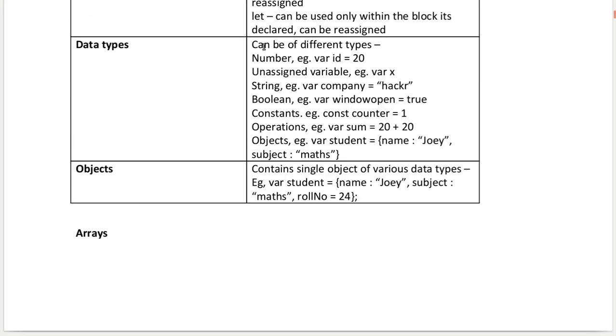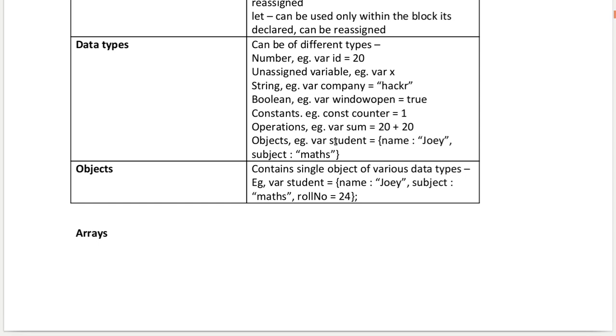Data type can be of different types. Number, example, var id equal to 20. Undefined variable, example, var x. String, example, var company equal to hacker. Boolean, example, var windowOpen equal to true. Constants, example, const counter equal to 1. Operation, example, var sum equal to 20 plus 20.